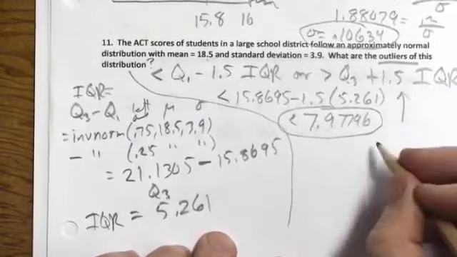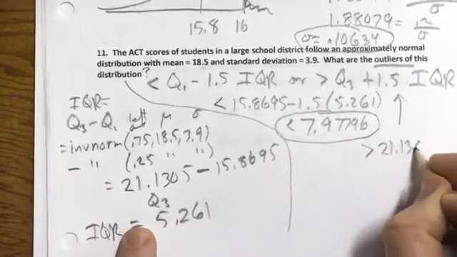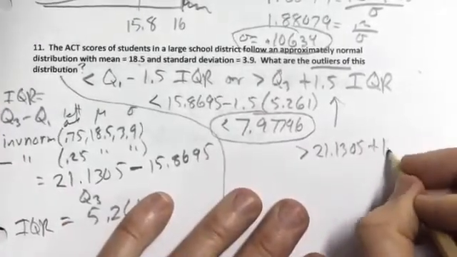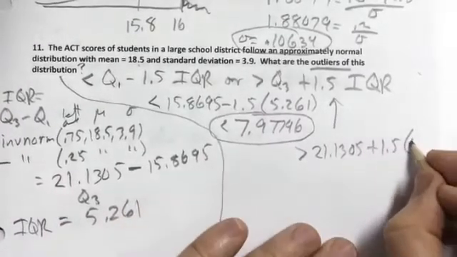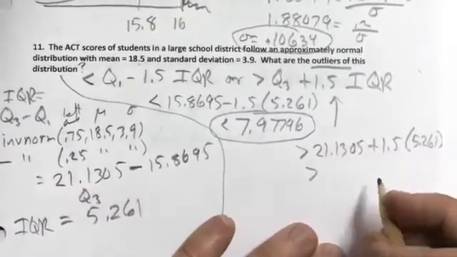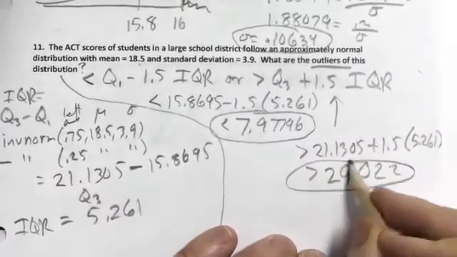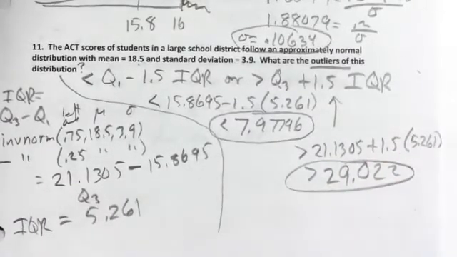And then this part of it, anything greater than my Q3, which is 21.1305, plus 1.5 times 5.261. When you do that arithmetic, it'd be anything greater than 29.022. So there you go. That's the main part of 2.2. We also have assessing normality, which is going to be on the next video. But anyway, thanks for watching, please send me any questions you have, and I hope you have a great day.